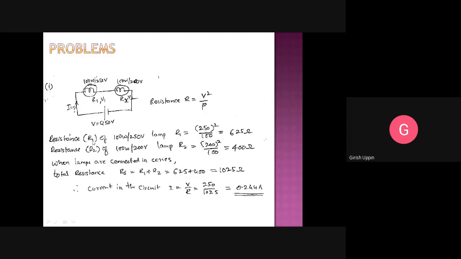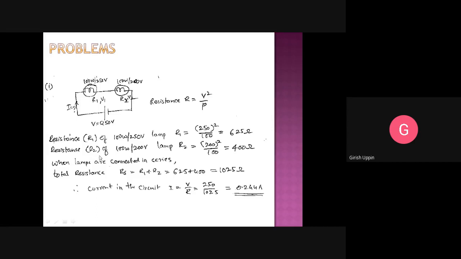So, the resistance R1, that is the lamp 1 of 100 watt, 250 volt lamp, is R1 is equal to 250 square, so this rating voltage, divided by the wattage, that is power, divided by P. So we get it as 625 ohm. The first lamp has a resistance of 625 ohm.